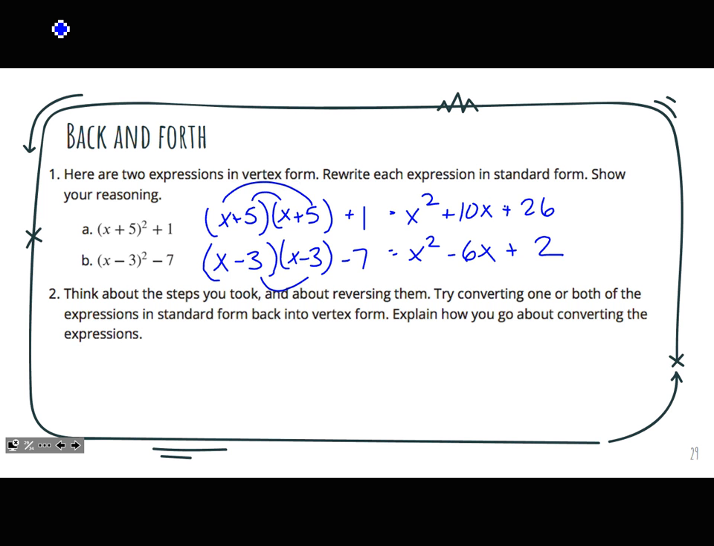Same thing for this one here. Normally, if this were a perfect square, it'd be x squared minus 6x plus 9, because -3 times -3 is 9. But it's a 2. We're 7 units lower than we should be. That's where the -7 comes from. So we have a connection here, but let's see if we can put this into algebra.